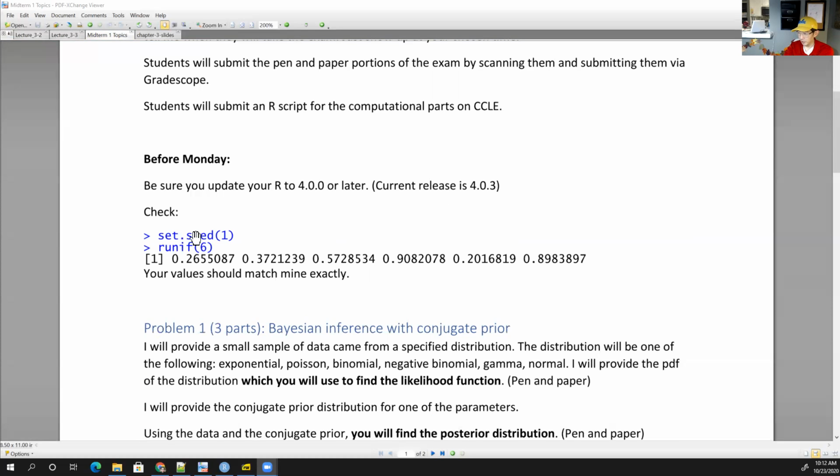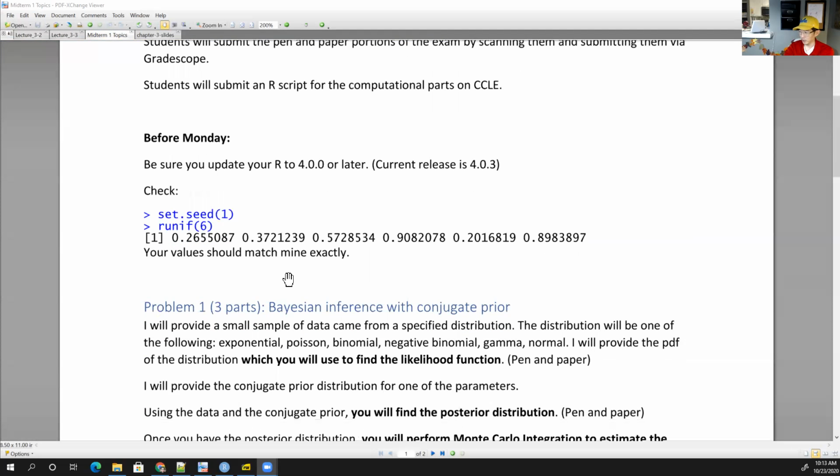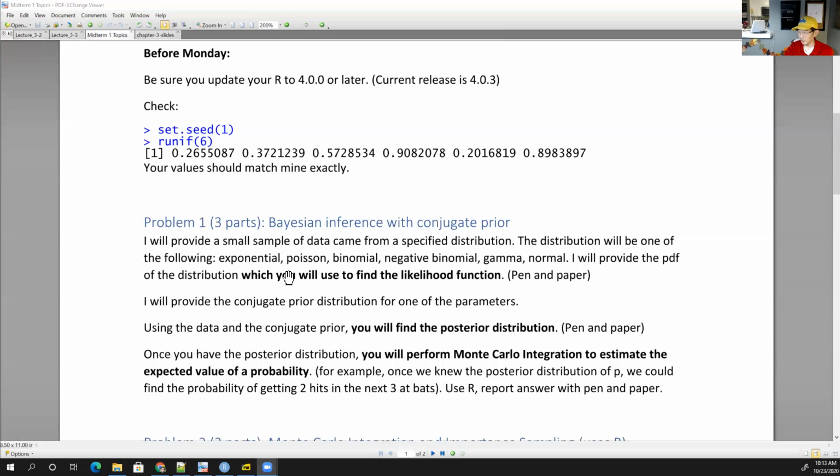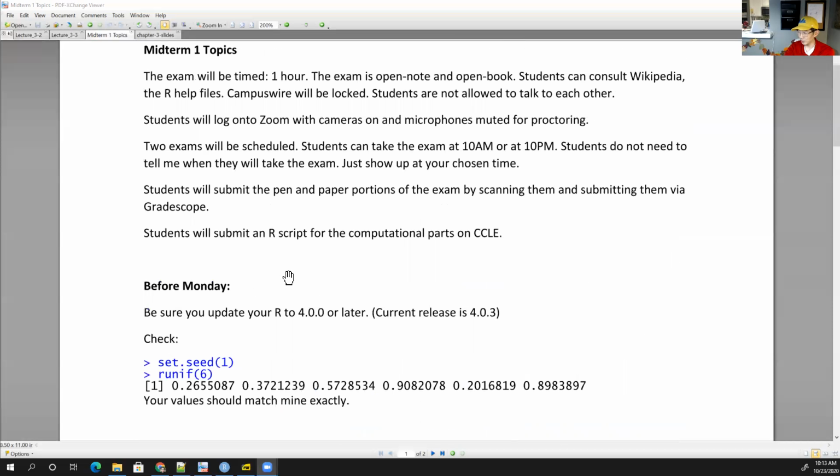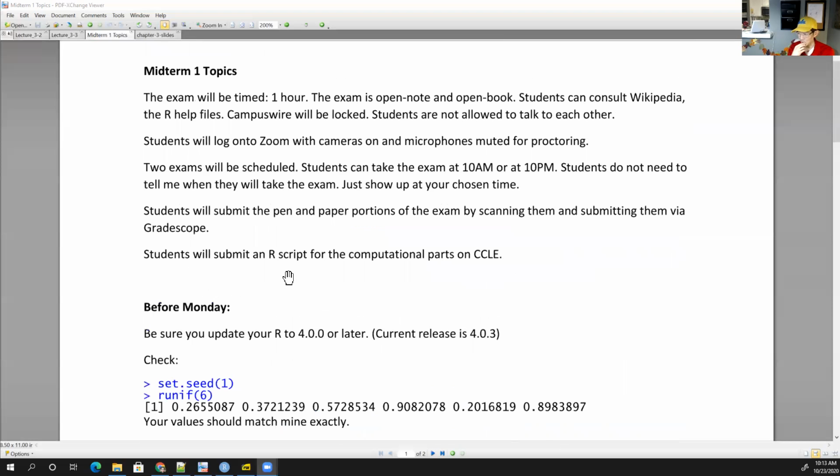Then I want to make sure you are generating the same random numbers that I am. So you would do set.seed(1), runif(6), and it should generate these exact numbers. Sadly, that's what I get every time I do set.seed(1). Okay, so these are the topics. Any questions on this before I go on, or does the logistics part make sense to you guys?